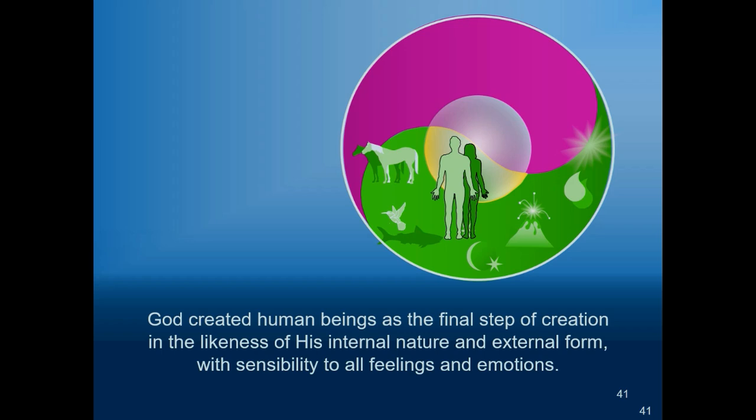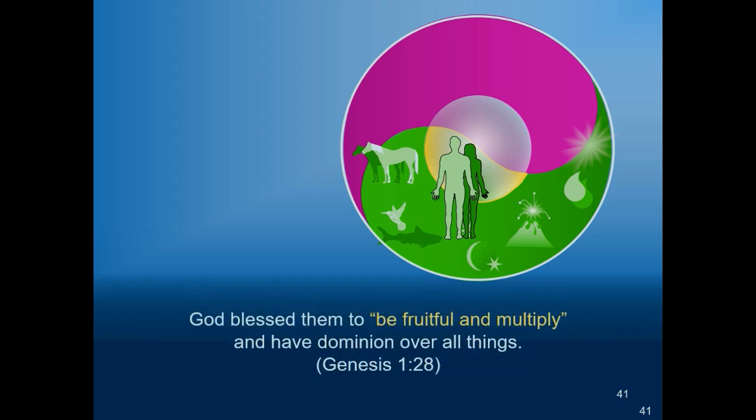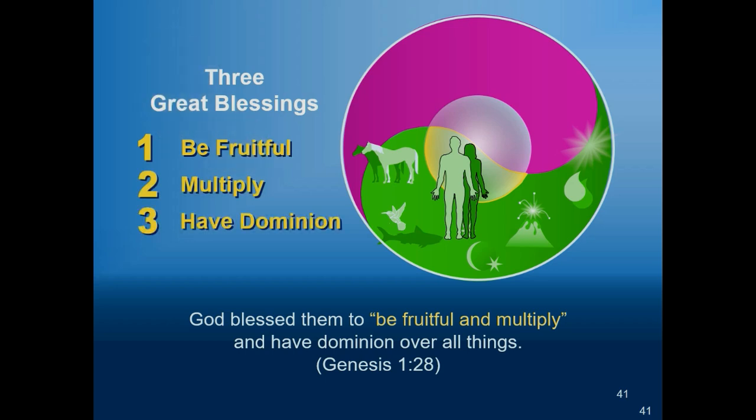God created human beings as the final step of creation, in the likeness of His internal nature and external form, with sensibility to all feelings and emotions. God blessed them to be fruitful and multiply, and have dominion over all things. Genesis chapter 1, verse 28. We call these the three great blessings. First is be fruitful: a human being needs to be mature. Second is multiply: a mature person creates a family and gives birth to children, multiplying. And have dominion, the third blessing, is a proper stewardship toward the creation.